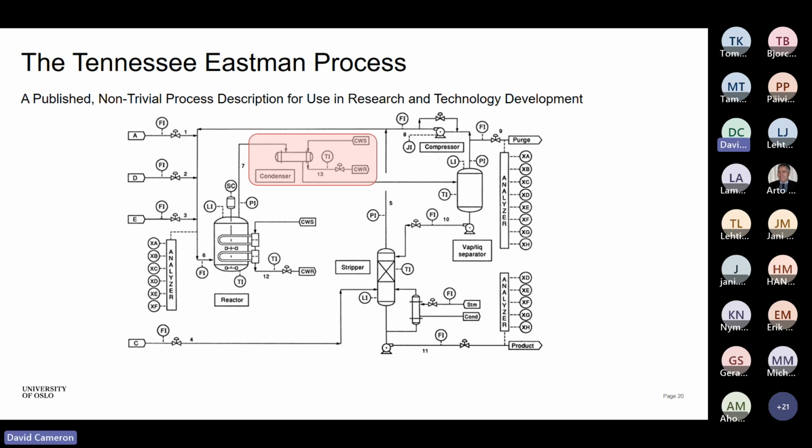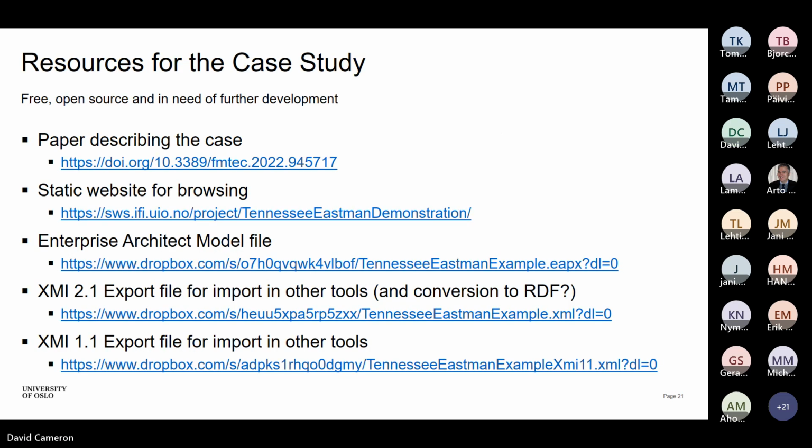And as an example, we took a very non-trivial but public example to demonstrate how it could be used. There's a Tennessee Eastman version in DEXPI Plus, but there's also a paper that I'd like to share the links with, which describes an earlier stage of work where we were using a SysML representation of a Tennessee Eastman process to see how these approaches to system modeling work. And so there are the resources for the case study.